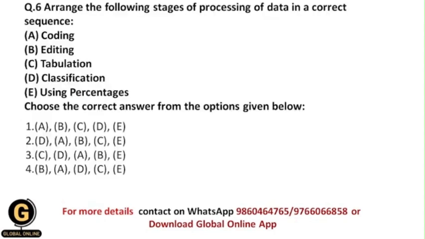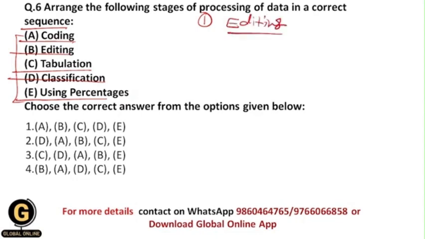Arrange the following stages of processing of data in a correct sequence. So over here we have given some stages of processing of data, and we have to arrange these stages in a correct sequence. So let us see what these stages are: coding, editing, tabulation, classification, using percentages. So basically students, whenever we collect the data, after that we need to process that data for our further processes in our research. Okay, so in that case your first stage of processing of data will be editing.